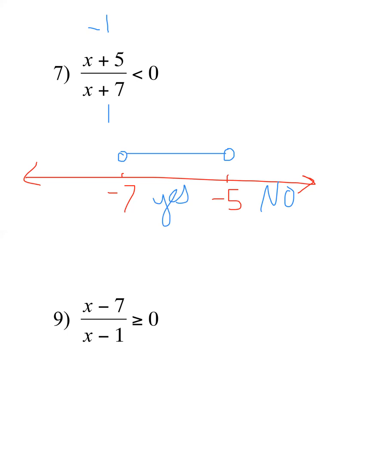And then we'll pop in -8. That gets me -3 on top and -1 on the bottom, so that's a +3, which is not less than 0. So the only values that work here are those in between, not including -7 or -5. Okay, and now let's try number 9.